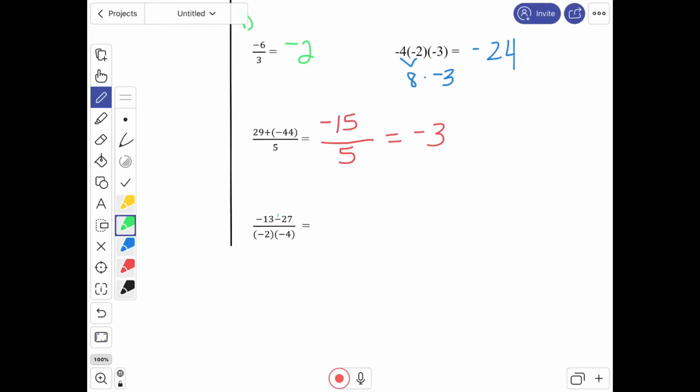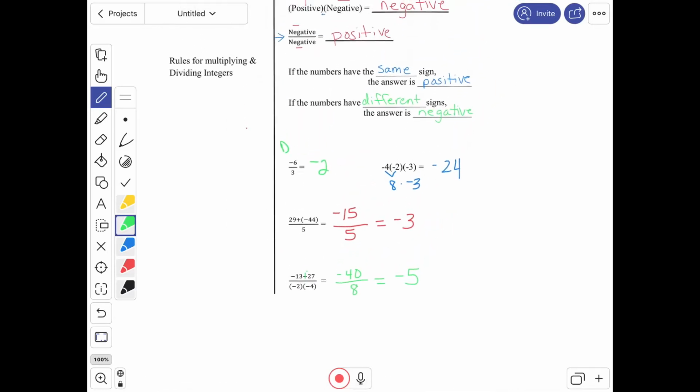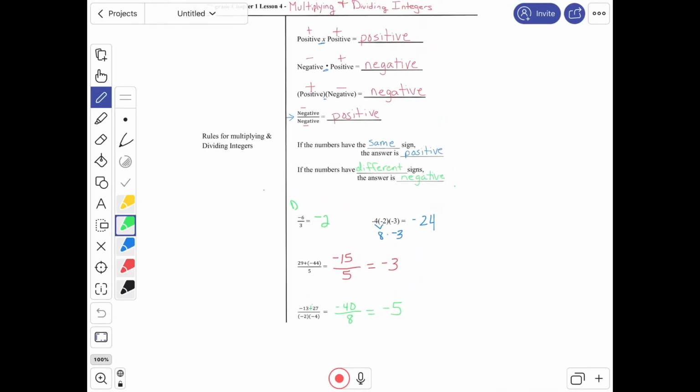And let's try another one like that. Again, you need to do the top part first. So we're putting negative 13 and negative 27 together. That would make negative 40. And negative 2 times negative 4 makes positive 8. And then negative 40 divided by 8 would be negative 5.